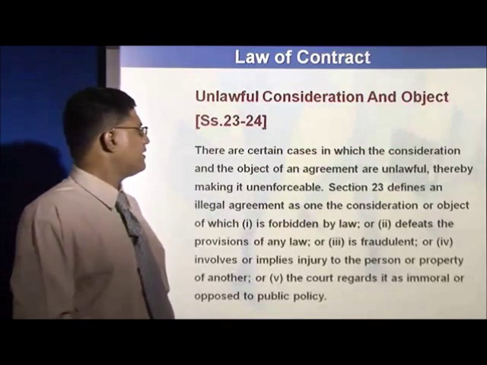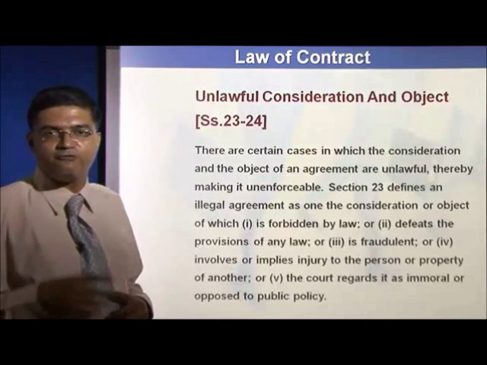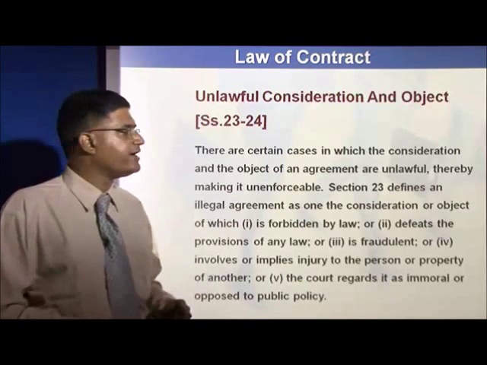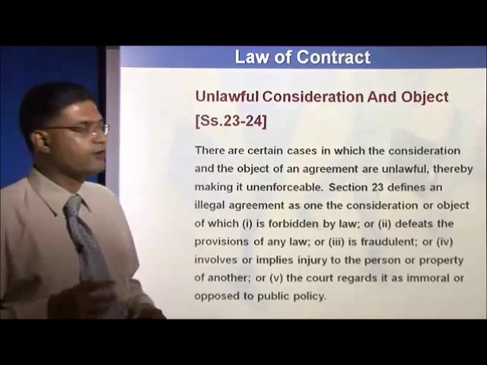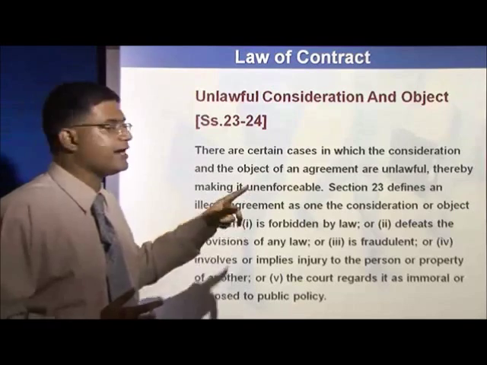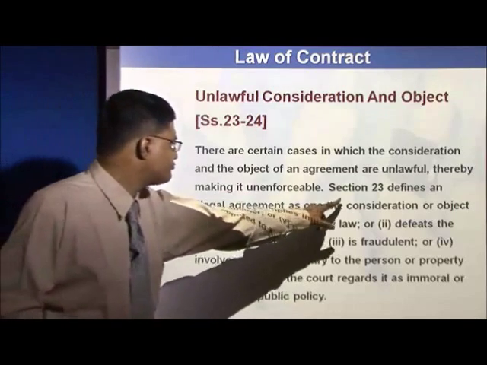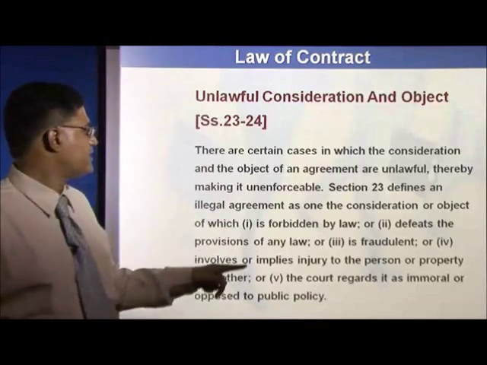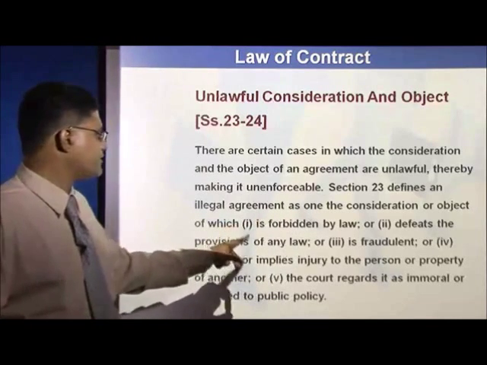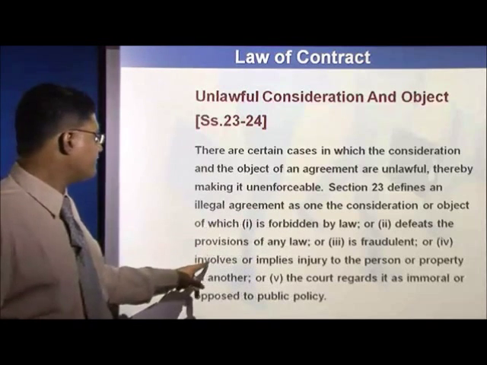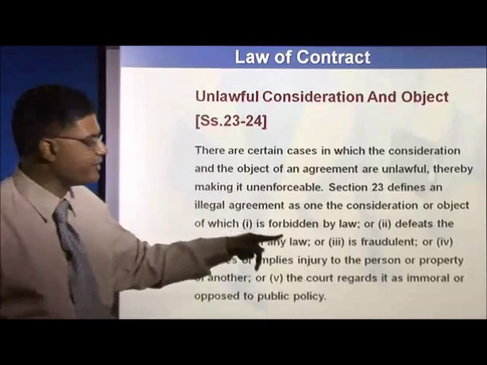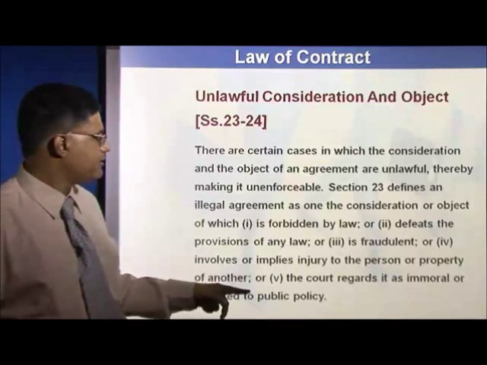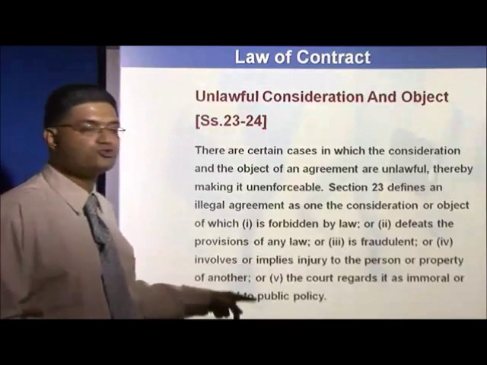Unlawful consideration and object. Suppose there is unlawful consideration, is it considered legally? There are certain instances where the consideration and object of the agreement are unlawful, thereby making it unenforceable. Section 23 of the Indian Contract Act stipulates that an illegal agreement is one where the consideration or object of which is forbidden by law, or defeats the provision of any law, or is fraudulent, or involves injury to the person or property of another, or the court regards as immoral or opposed to public policy.